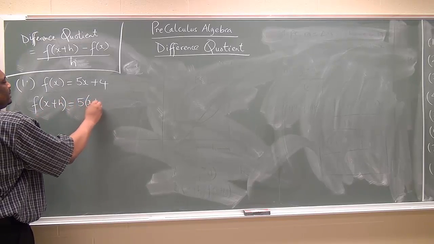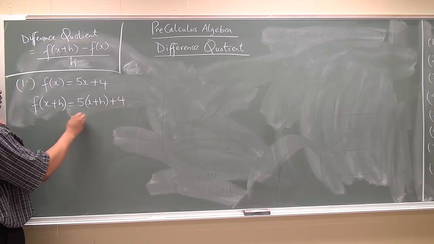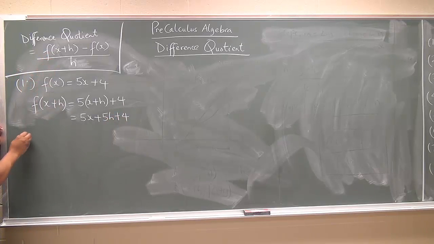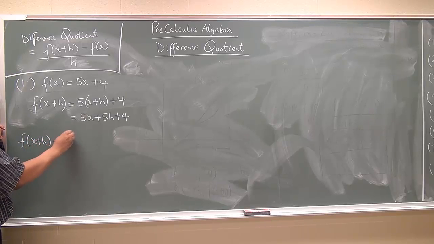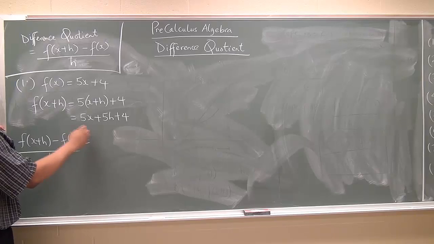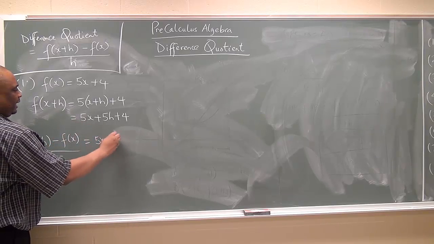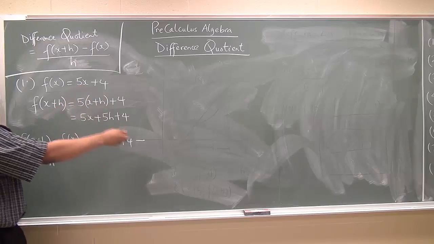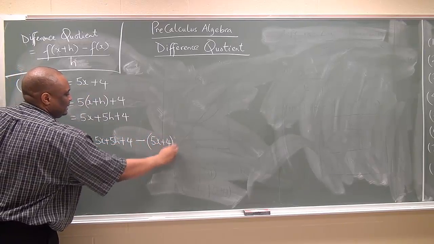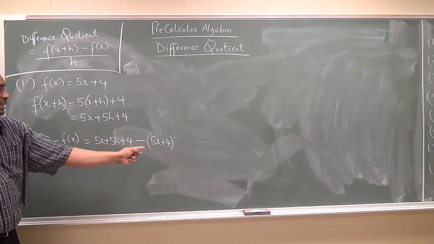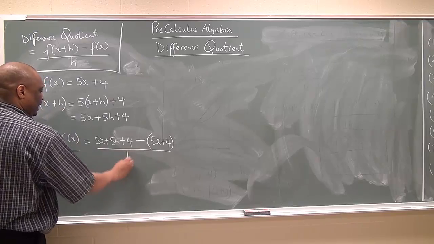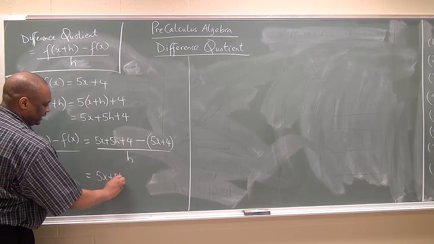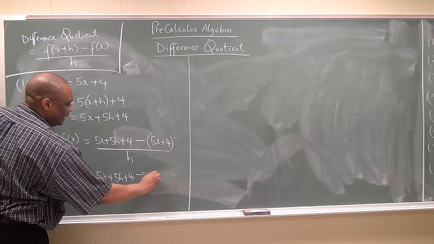So this is 5 times x plus h plus 4, and this will give us 5x plus 5h plus 4. So we now have that f of x plus h minus f of x all over h will now be 5x plus 5h plus 4, that is what we have here, minus f of x. You put your parentheses because this is an entity. You've got to put your parentheses there. All over h. So this will now be 5x plus 5h plus 4 minus 5x minus 4.